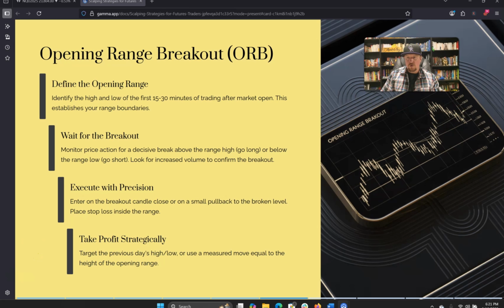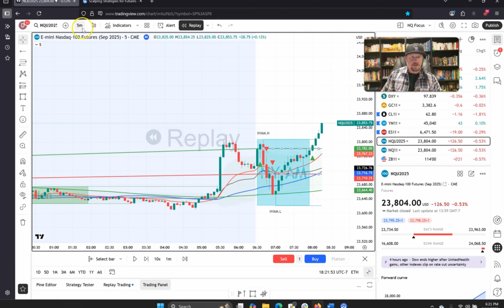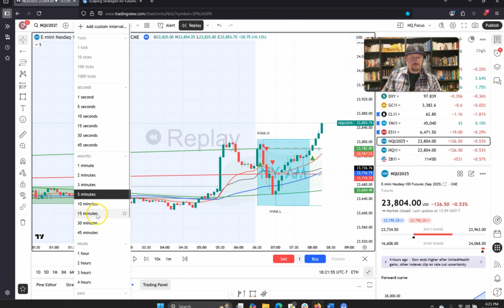Now we're going to talk about the ORB technique. All right, the opening range breakout. Very powerful. Works pretty well. I enjoy it. You can do the 15-minute or the 30-minute or even the 5-minute range breakout. So let's go to the 15-minute.